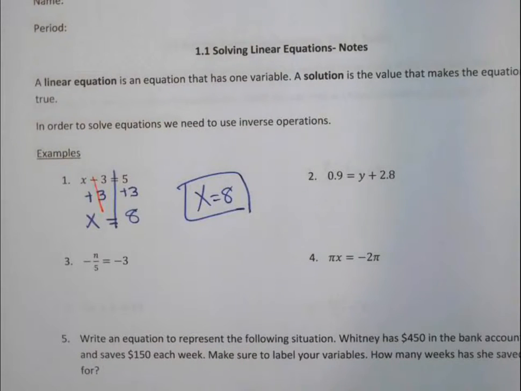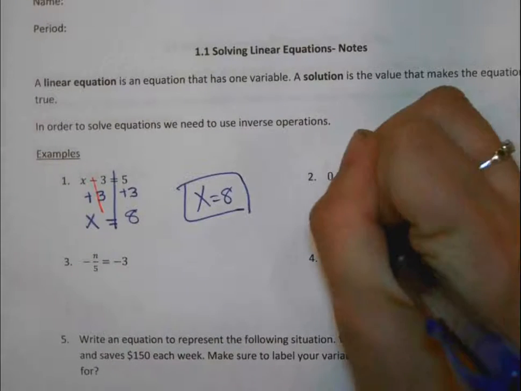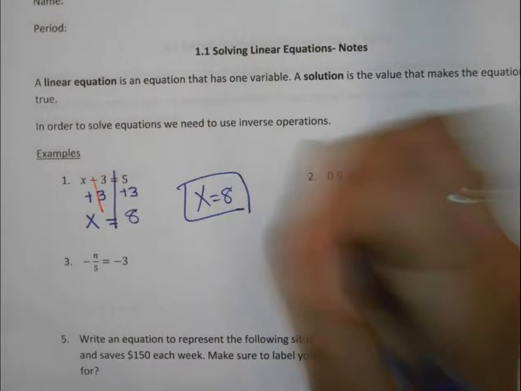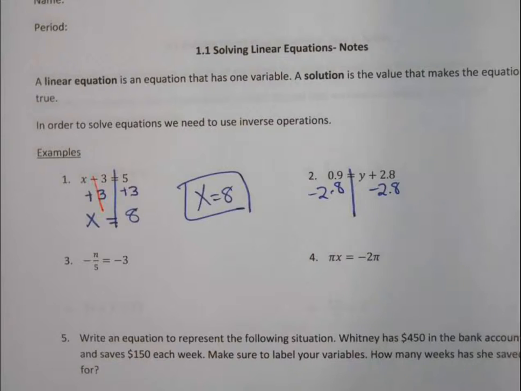Okay. I'm going to do the same thing on number 2. Even though I have decimals, it's not going to change a thing. It's just the same thing. So I'm going to draw a line down the middle. And I'm going to start off by subtracting 2.8 on both sides. I will use a calculator for this one.